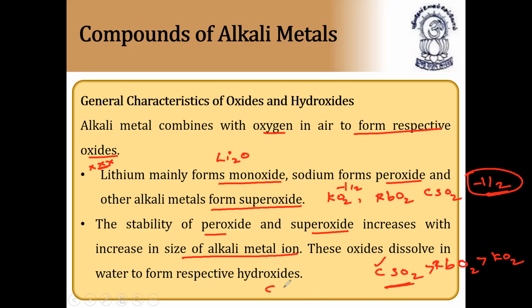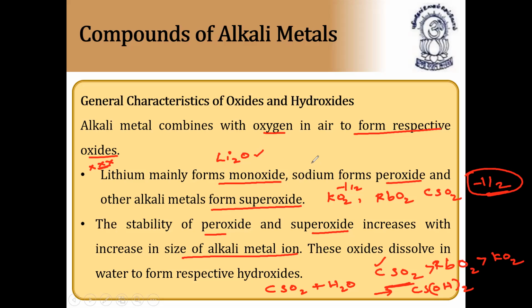So this superoxide, cesium superoxide or rubidium superoxide, dissolves in water and forms cesium hydroxide, OH taken twice. So these are the products now. This is about the nature of oxides and hydroxides. Alkali metal combines with oxygen in air to form respective oxides. Lithium mainly forms lithium oxide, Li2O.